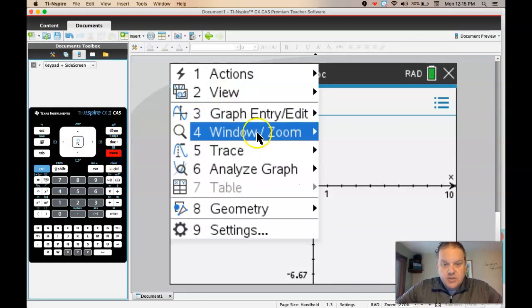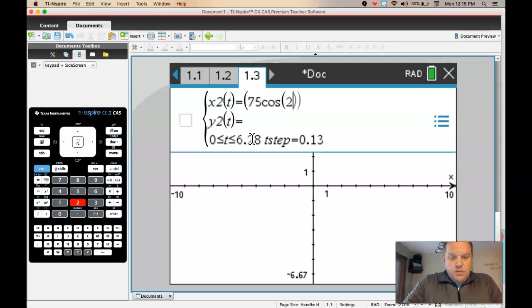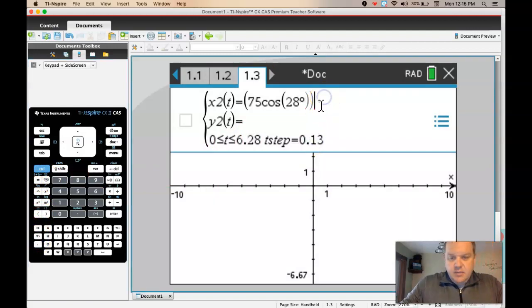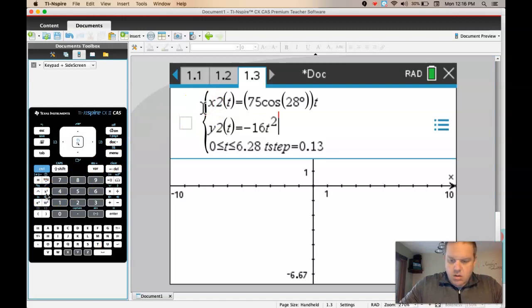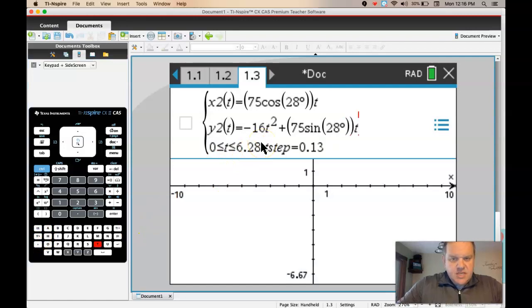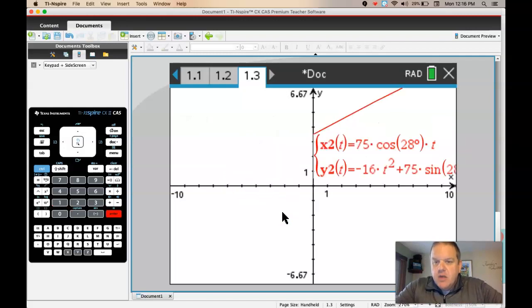Okay, so I'm changing to parametric mode. My first one was 75 cosine of 28 degrees times t, which is my horizontal one. Negative 16t squared plus 75 sine of 28 degrees times t plus 3.5 is my other one. And I'm going to put it short. Let's only go for 1 second. Okay, so there it is.